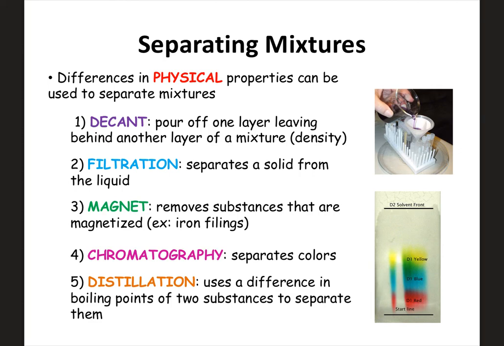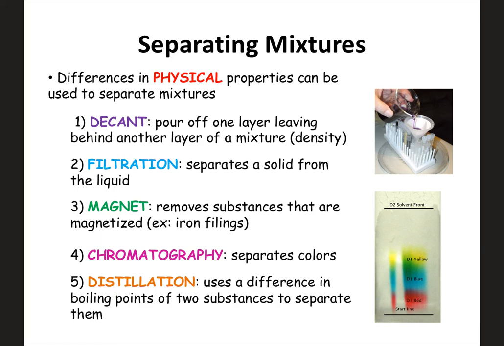The first one is decanting. So that would be the actual way to do it. If you have two substances that have a different density, then you could just pour one layer off, leaving the other layer behind. So the physical property here that you're using to separate the substance is density, right? But the method is decanting, or pouring it off. So each of these methods has a physical property you can use to separate them.